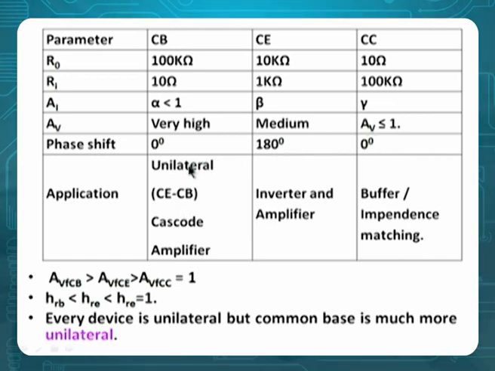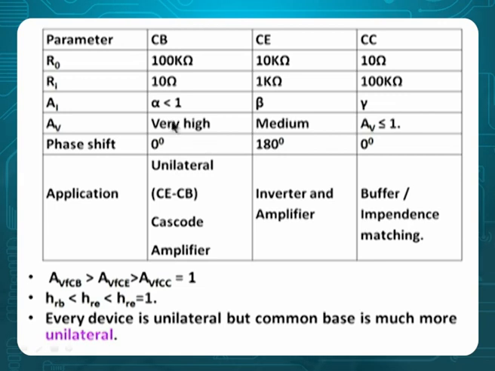And what's the application? It's unilateral. CE followed by CB is called a cascade amplifier. It is inverter and amplifier, buffer and impedance matching. So what happens is, voltage gain of common base is greater than common emitter, which is greater than common collector.